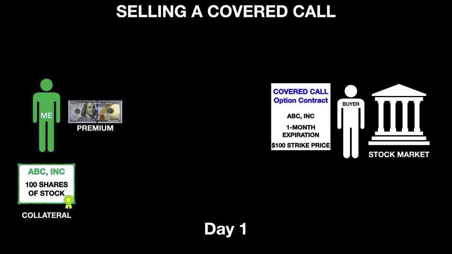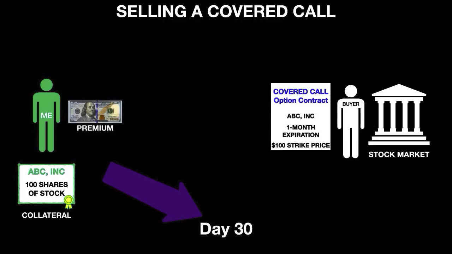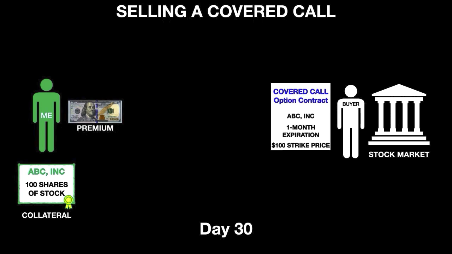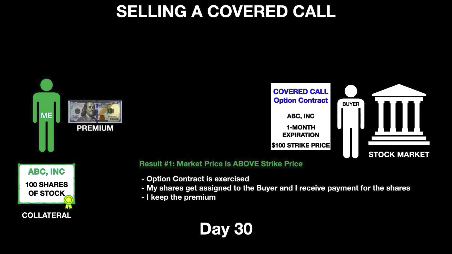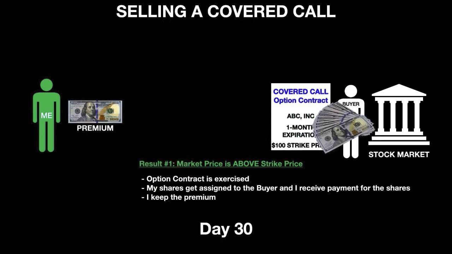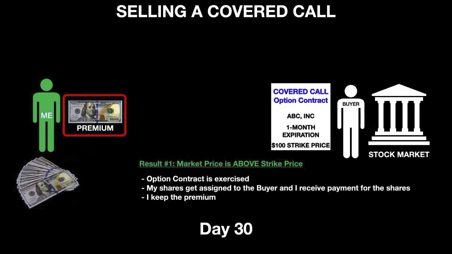And now let's skip forward 30 days to the expiration date and look at what happens. It's going to be one of two things. So the first result is the market price finishes above the strike price. So in this case, the option contract is going to be exercised. And so my shares will get assigned to the buyer, and I'm going to receive payment for those shares. And I get to keep the premium.